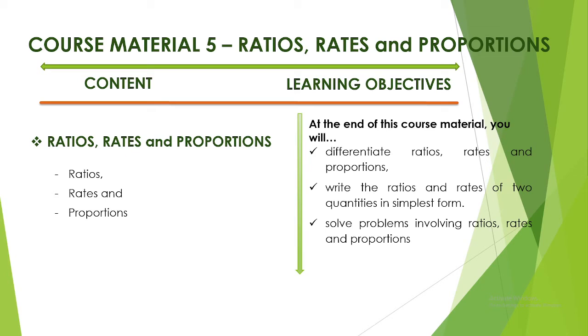The content and the learning objectives. So take note, the content in CM number 5 will be ratios, rates, and proportions. These are the objectives. These are the learning targets or the learning objectives.